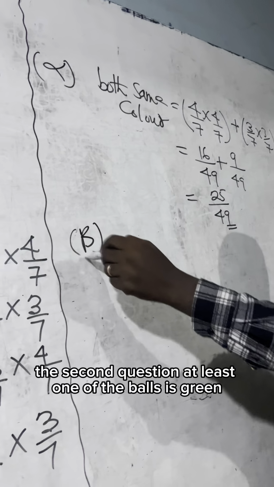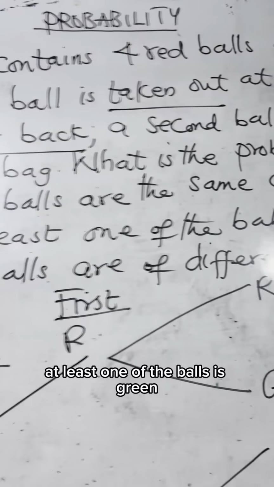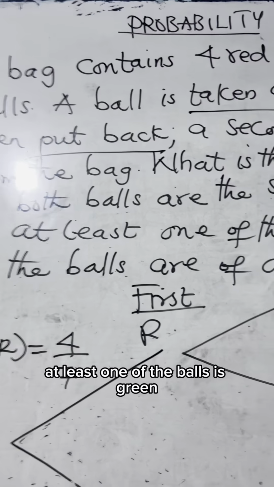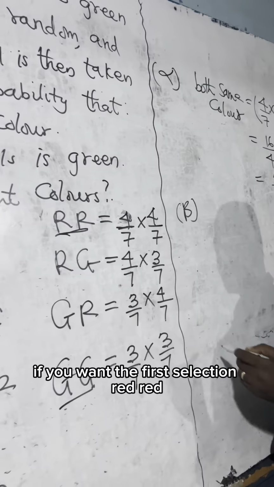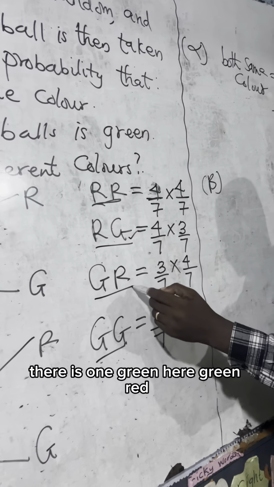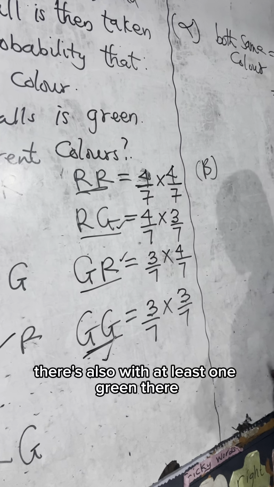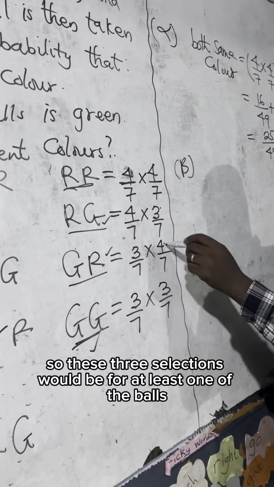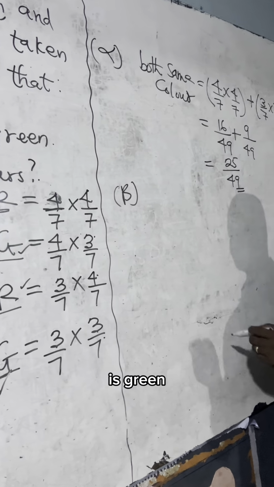The second question, at least one of the balls is green. It means that there should be a green in it. If you look at the first selection, red, red, there is no green. Red, green, there is 1 green here. Green, red, there is still 1 green here. Green, green, there is also at least 1 green there. So these 3 selections would be for at least one of the balls is green.